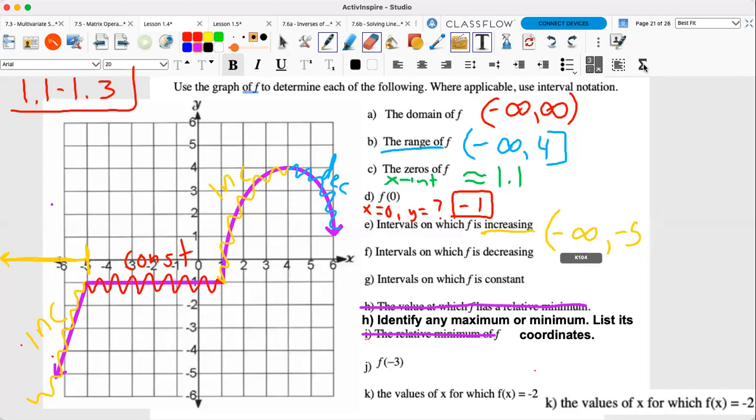And notice there's another one though. Second increasing from 1 to 4. So we say union 1 to 4. That's how we say that. If there's more than 1, you just put a U, that upside down U, it stands for union. Okay. Now we got decreasing.